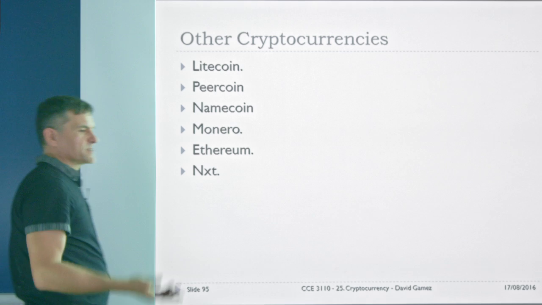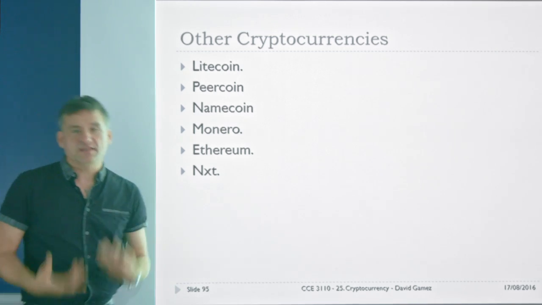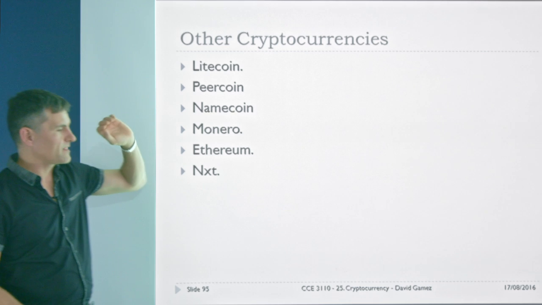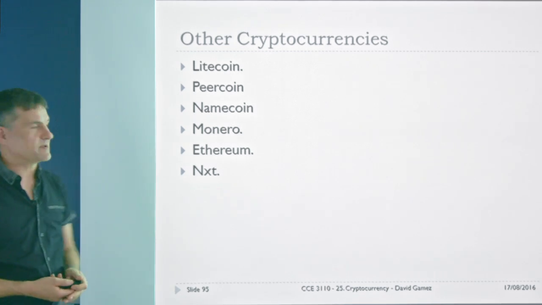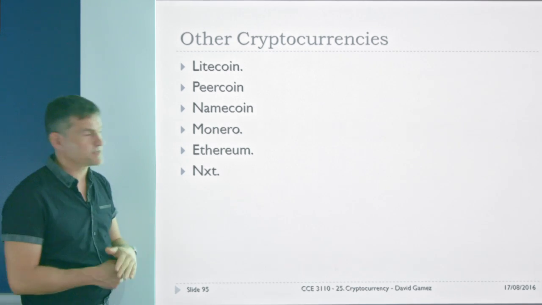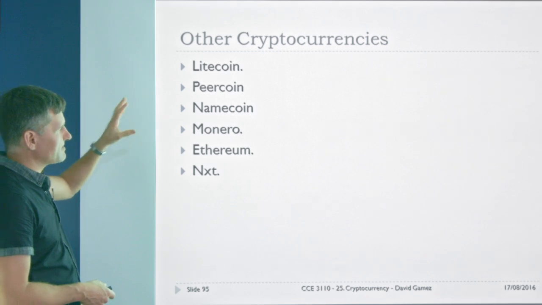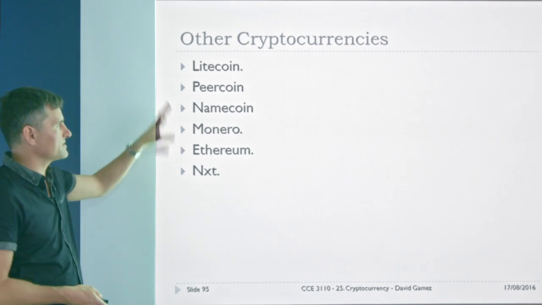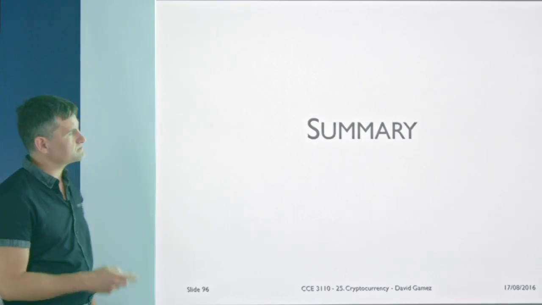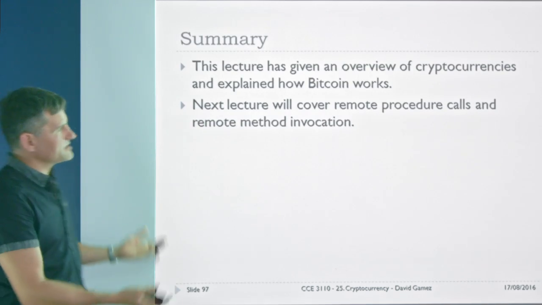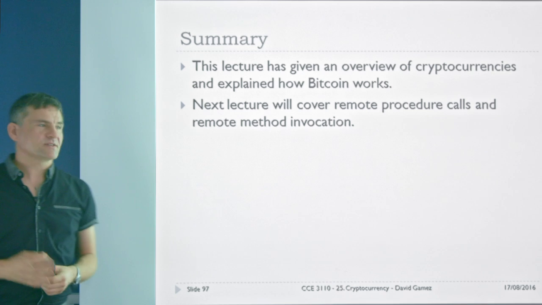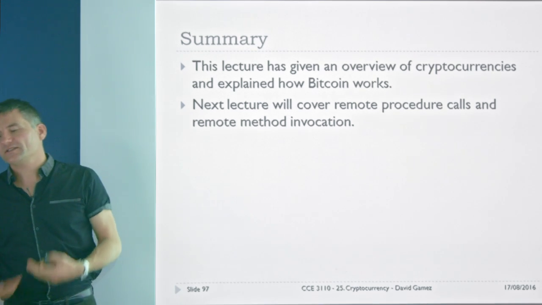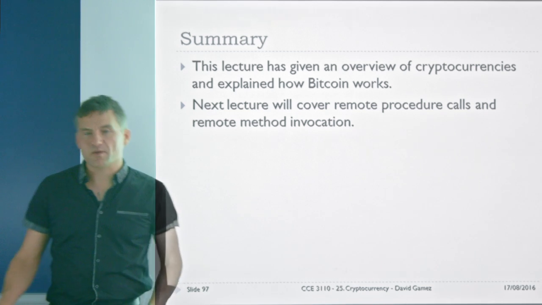Bitcoin was the original, the first really successful cryptocurrency, and a lot of them have come since, and other applications of the blockchain have been proposed. I think maybe three of the essays and class presentations are on some of the other cryptocurrencies. Okay, so this lecture has been an overview of cryptocurrencies with a focus on how Bitcoin works. Next lecture, we're going to go into some of these enterprise technologies, starting off with remote procedure calls and remote method invocation.